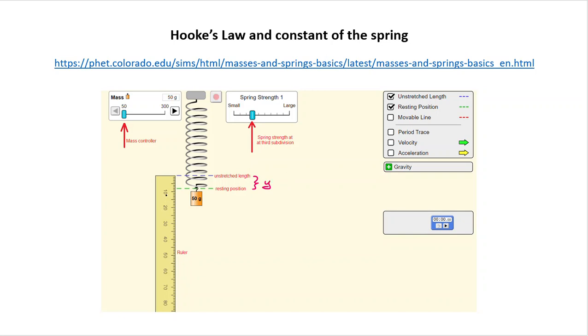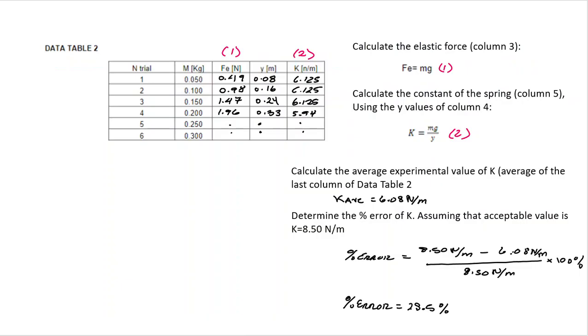You can measure that value of elongation of the spring due to the action of the mass that is hanging using this ruler. So what are you going to do? You're going to start increasing the mass: 50, 100, 150 grams. And then you will be measuring with the ruler the value of y, or the elongation of the spring due to the mass that is hanging. With that data, you will just complete the following table.